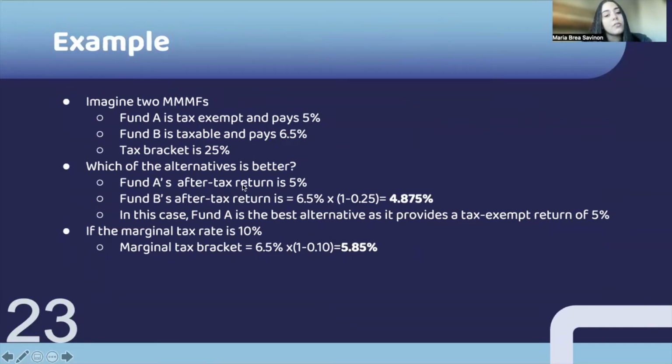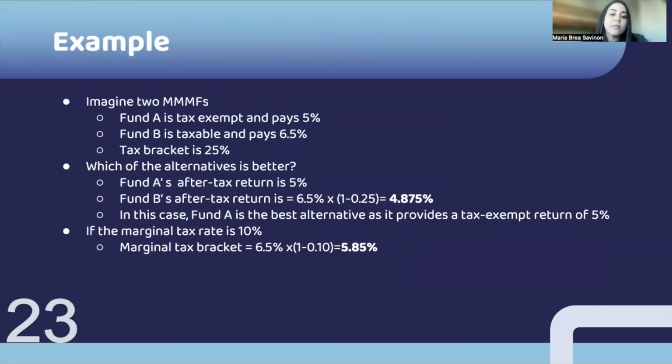So Fund A after-tax return is 5% as it is non-taxable. And for Fund B after-tax return, we use the formula, we have 6.5% of taxable return times 1 minus the marginal tax rate of 25%. Which gives 4.875%. In this case, of course, Fund A is the best alternative as it provides a tax-exempt return of 5%.